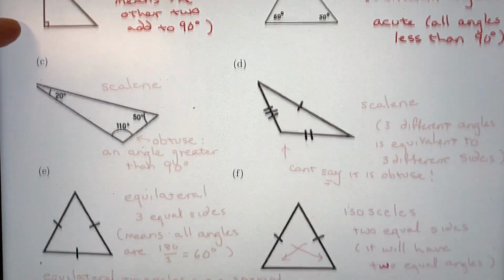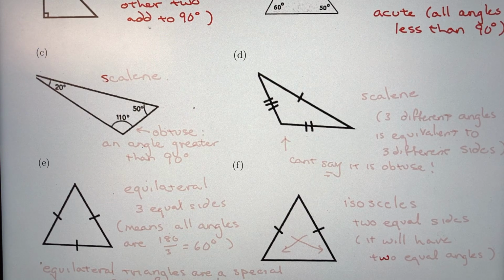All right, what about this next one? Aha, this one is scalene also. This is obtuse because one of the angles is greater than 90 degrees.